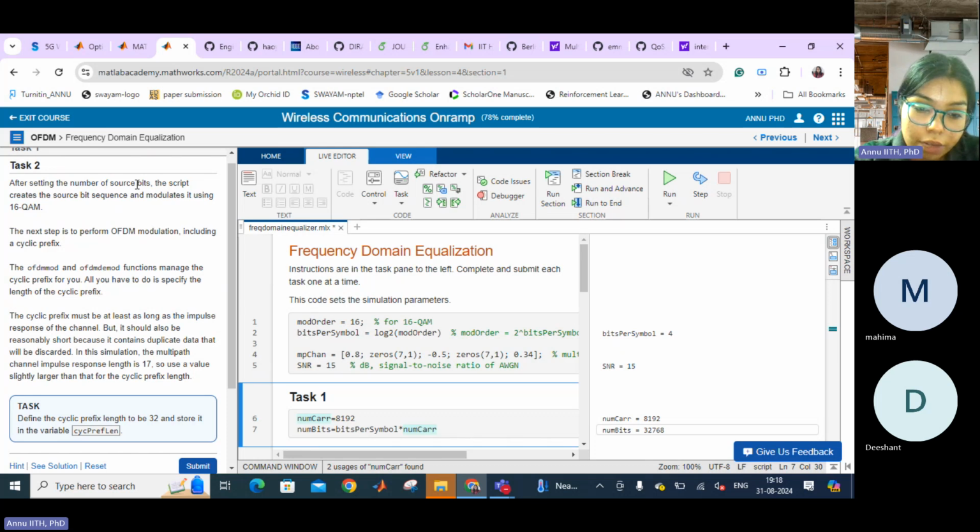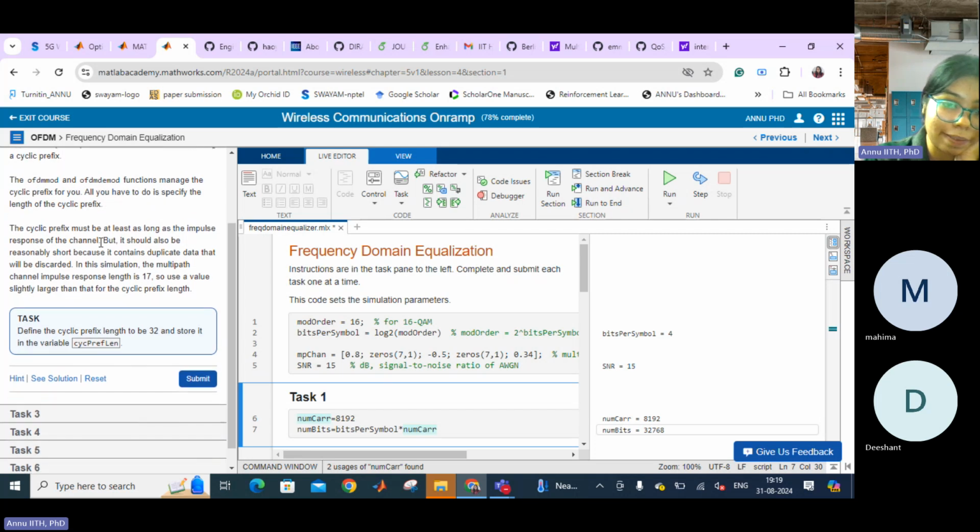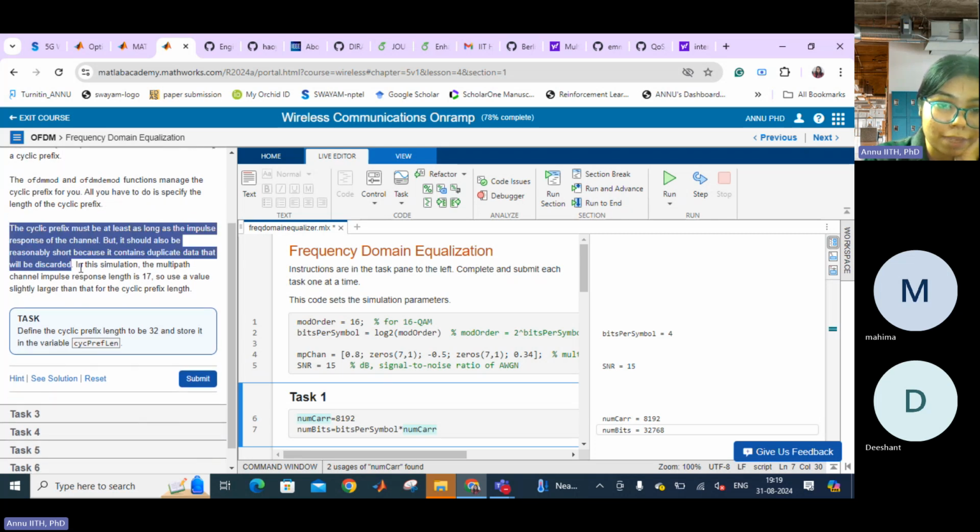Okay, that's why. The number of bits is the input, and this is the number of bits in one OFDM symbol. After setting the number of source bits, the script creates the source bit sequence and modulates it using 16 QAM. The next step is to perform OFDM modulation, including the cyclic prefix. As we know, the OFDM mod and demod functions manage the cyclic prefix for us, so all you have to do is specify the length of the cyclic prefix. The cyclic prefix must be as long as the impulse response of the channel.